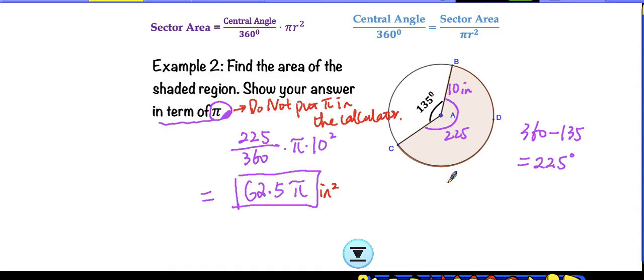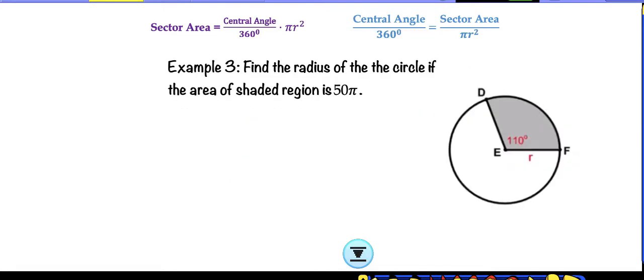Let's check the last example. It's a little bit different. Last example, find the radius of the circle if the area of the shaded region is 50 pi. So for this case, very similar to the one we practiced before. This case, we know the central angle. We don't know the radius. Let's put a question mark here. But we do know the shaded part, the space inside this piece, is 50 pi.